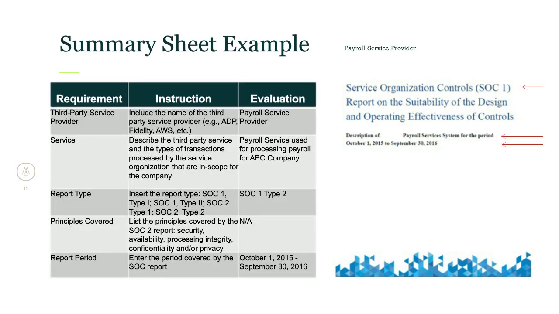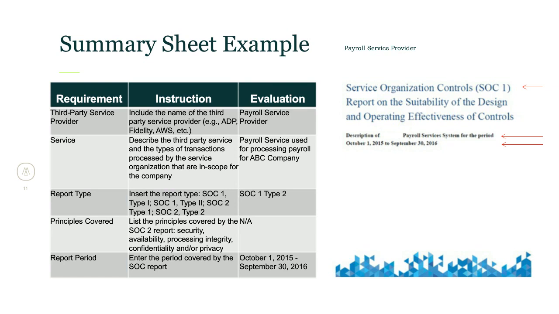To start going through an example, we will complete the SOC analyzer tool line by line and provide an example of where the information necessary is located in the actual report. To begin with, we will document the name of the third-party service provider who is being evaluated by the company. This information can be found on the cover page of the SOC report. In this case, this is the payroll service provider.